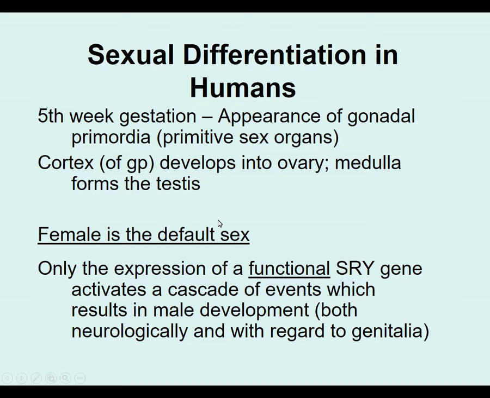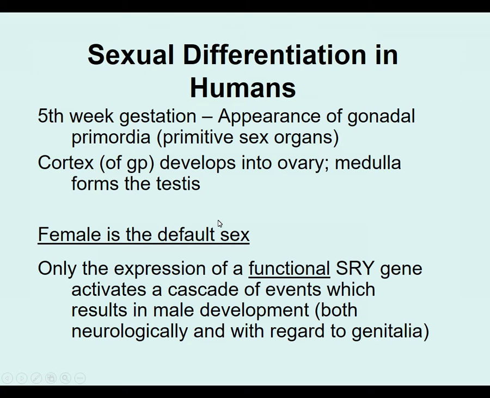Like we said, the female is the default, so only if there's a functional SRY gene will you get the male. Now, the functional SRY gene is just the trigger. It triggers several other events, which trigger, in turn, other events, which eventually result in male development. But you've got to remember that male development includes a whole bunch of neurological things and genitalia type things. And so to actually define what is a male and what is a female actually gets pretty complex.